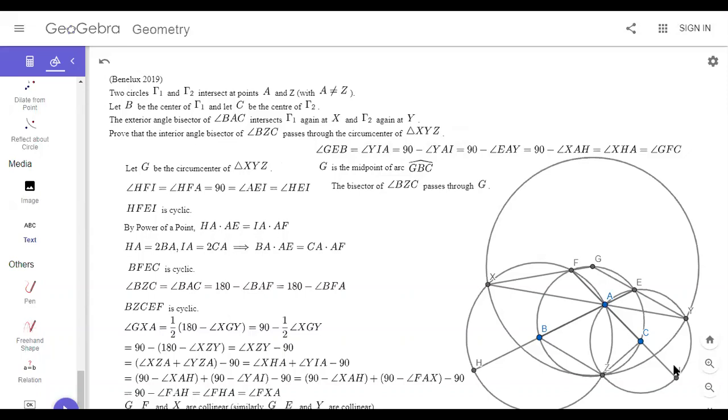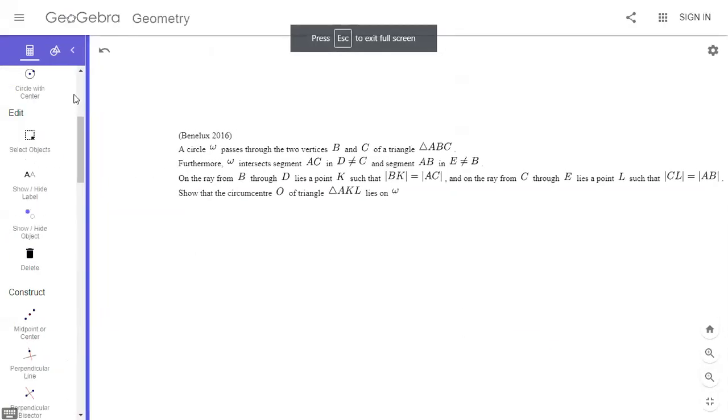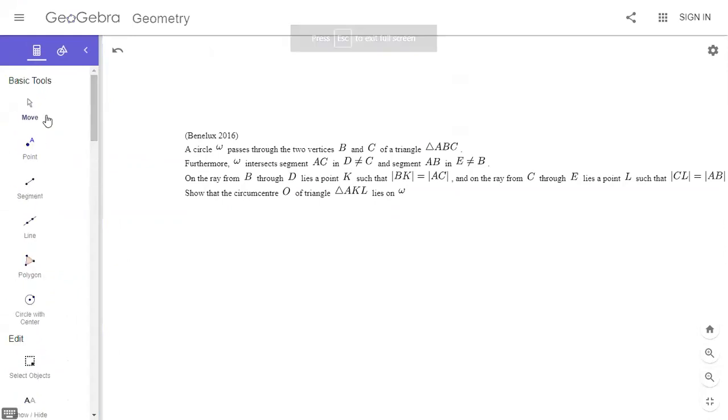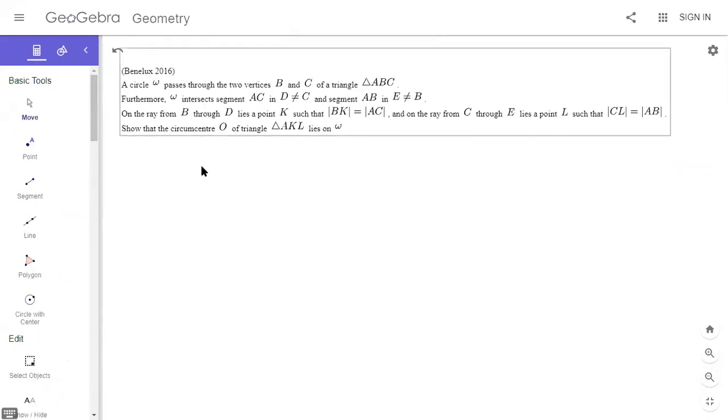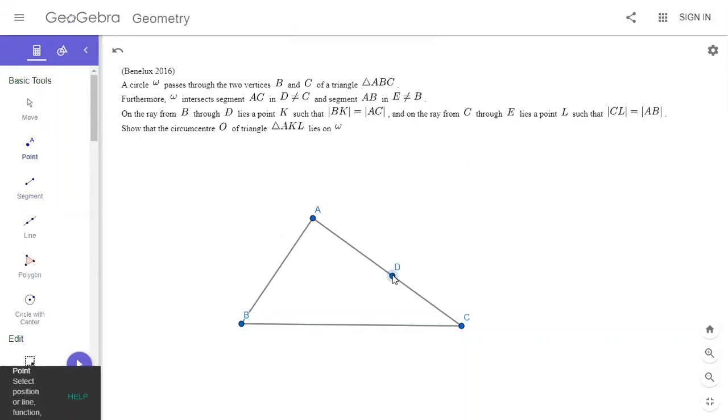Let's see. All right, so here's another problem from Benelux in 2016. So Belgium, Netherlands, Luxembourg. So we have a triangle ABC and we have a circle that passes through two of the vertices, and it intersects AC. Okay, so I'm just gonna do it like this.